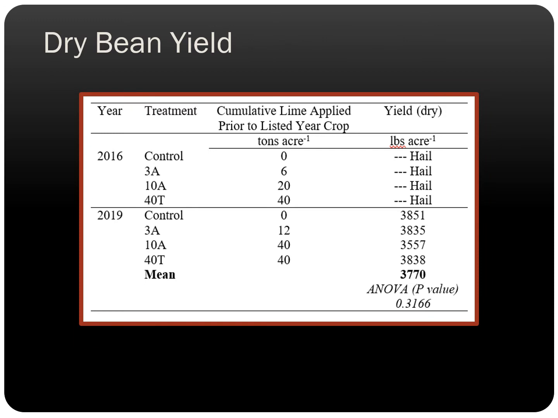So the dry bean yield in 2016 and 2019, same type of graph, same columns, and you can see the cumulative amounts that were applied during those 2 years going into those crops. In 2016, we got a major hailstorm that destroyed the crop, and we couldn't get yield there. But in 2019, there was no difference in the dry bean yield between the treatments.